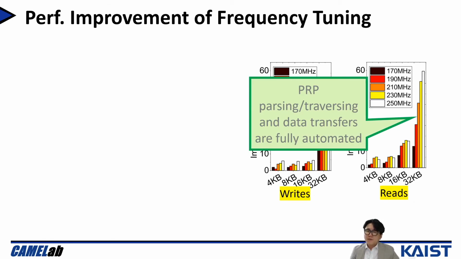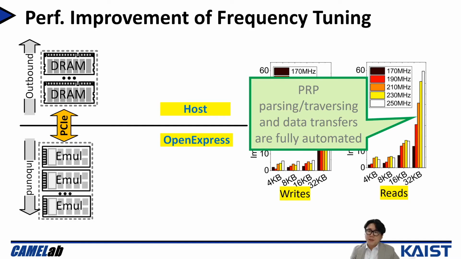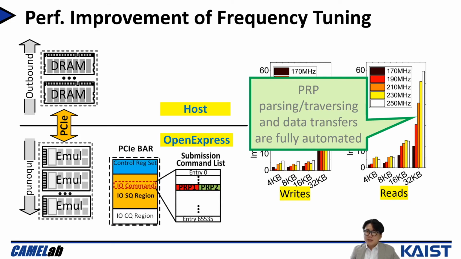Let's see an example for this performance improvement. The NVMe device exposes PCI-based address registers, called BAR. When a user submits a request, the request includes PRP that indicates where data is. If the request size is smaller than or equal to 4 KB, it can be directly transferred from the host to the underlying storage media.